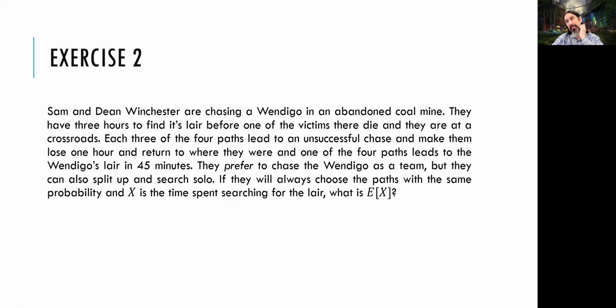In the second question, well, this one is a bit more complex and a bit harder than the first one. It says that Sam and Dean Winchester are chasing a Wendigo in an abandoned coal mine. They have 3 hours to find its lair before one of the victims there dies, and they are at a crossroads. Okay, 4 different paths. Each of 3 of the 4 paths leads to an unsuccessful chase and makes them lose 1 hour and return to where they were. And one of the 4 paths leads to the Wendigo's lair in 45 minutes.